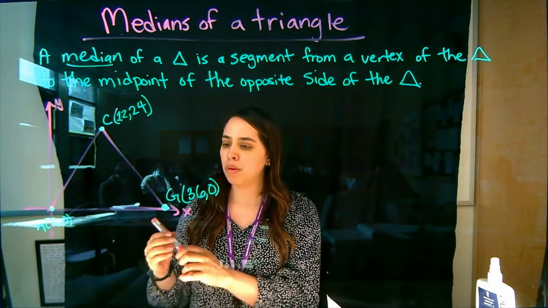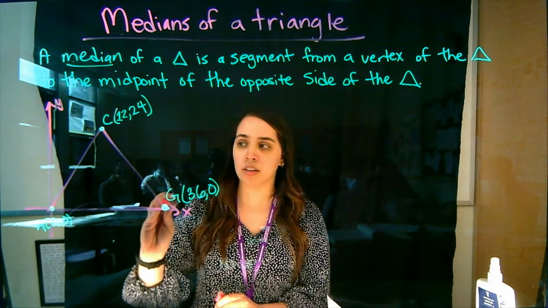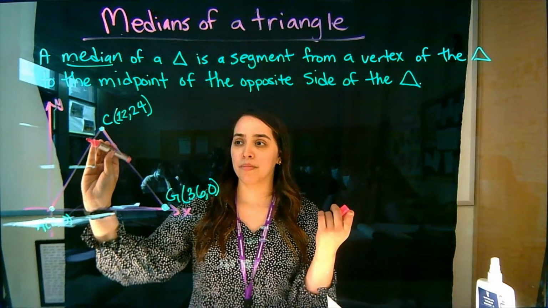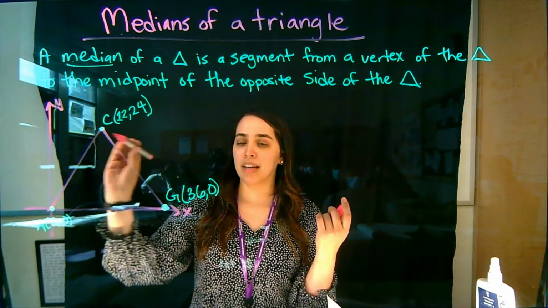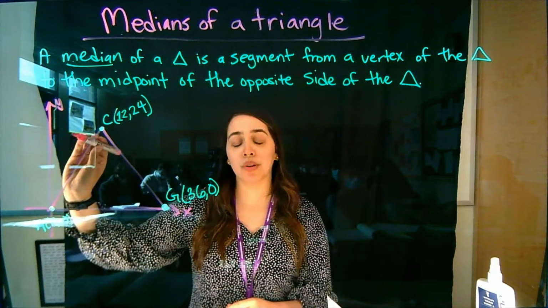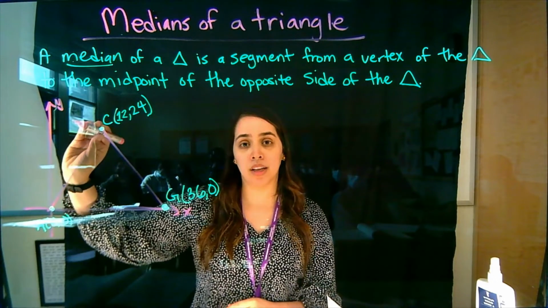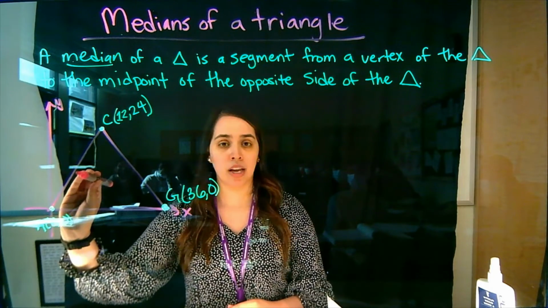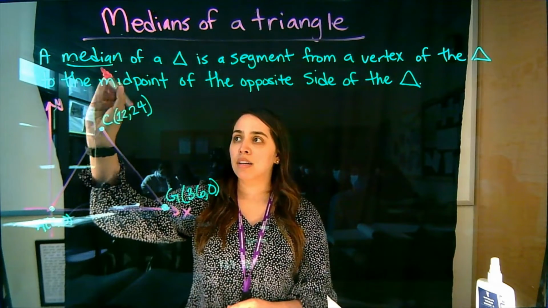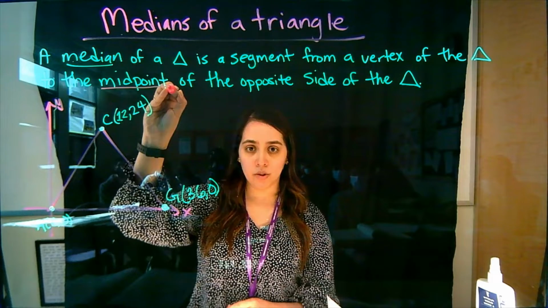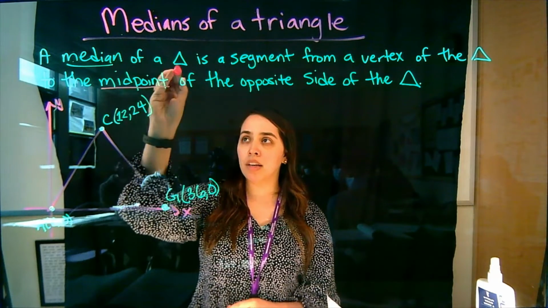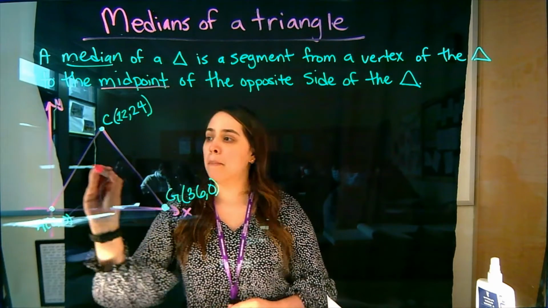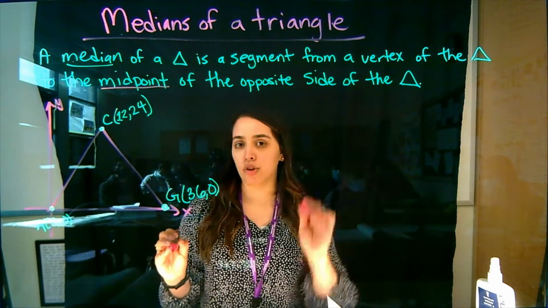So remember last week we learned about altitudes. They go from a vertex to the opposite side, and they create what type of lines? Class? Do you remember? Altitudes intersect with their opposite line to create a perpendicular line. They don't go necessarily through the middle or through the midpoint of the segment. Whereas a median goes through the midpoint. So if you look at that definition, a median of a triangle is the segment from the vertex to the midpoint of the opposite side of a triangle.